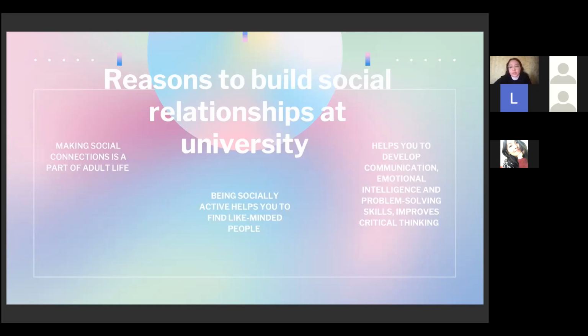It's really important, and the university is also a place where you make bright memories that you remember for your whole lifetime. Of course, university friends and social connections become, not the most, but important people in your life. So moving to the next part, being socially active helps you to find like-minded people.